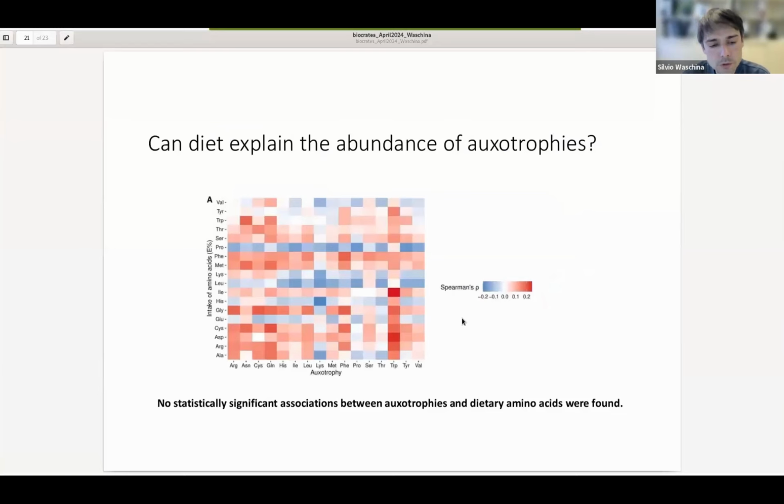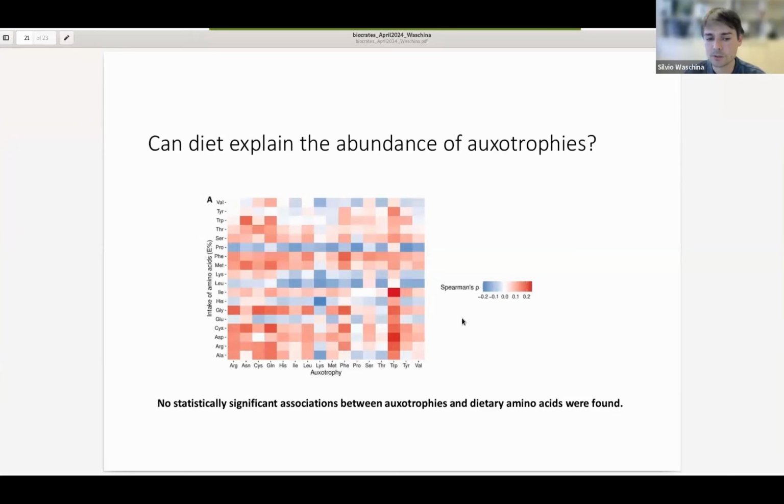So cross-feeding, like I said, could be one source of the amino acids for the auxotrophs, but a more intuitive source of amino acids is obviously diet. In one of these cohorts, we were also able to get dietary information from diet questionnaires, giving us estimates of how many grams of amino acids a person is consuming per week. And we were able to correlate that with our predictions of auxotrophies.